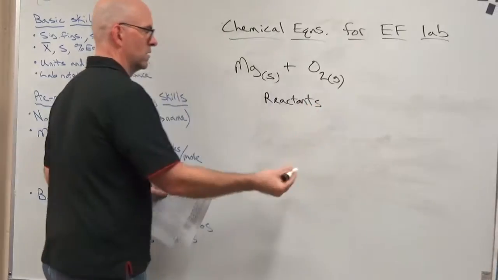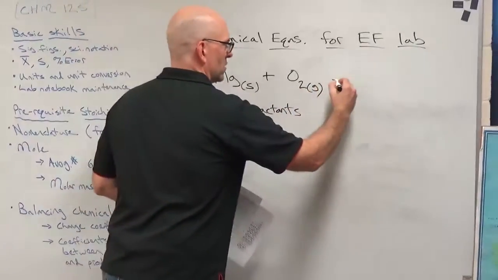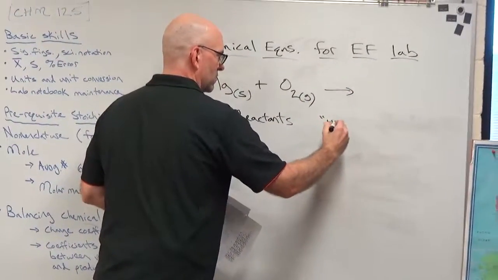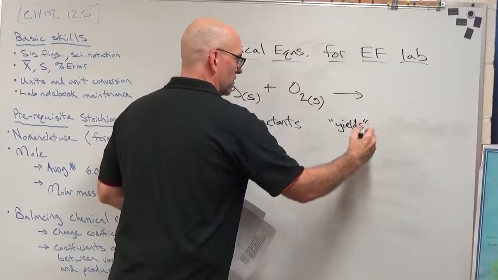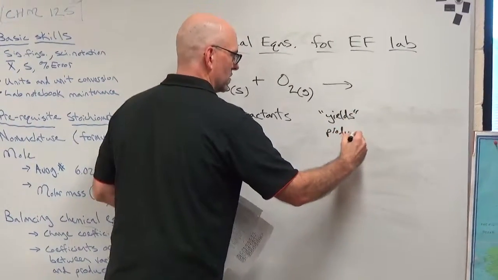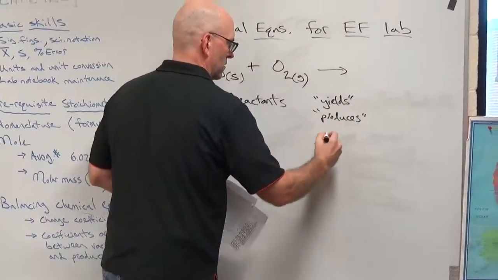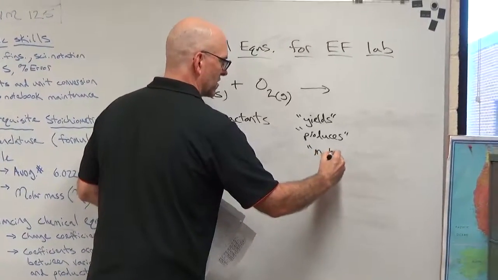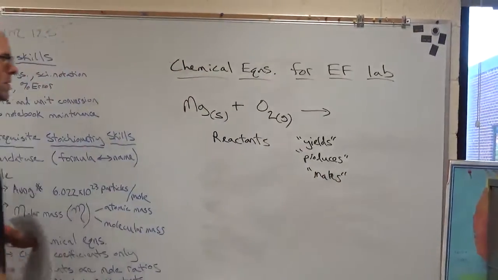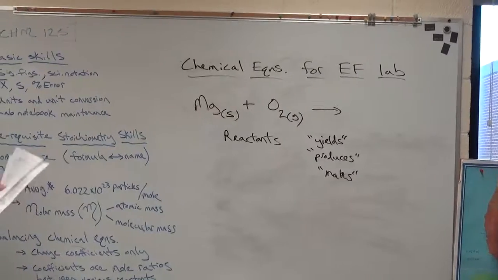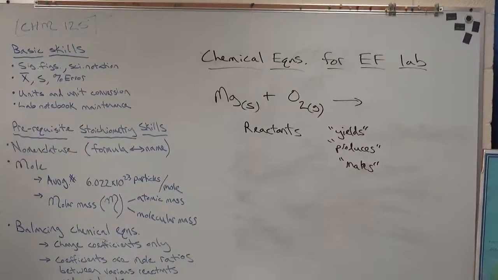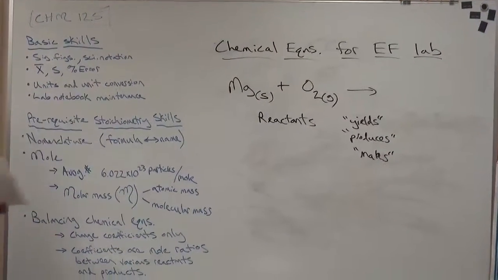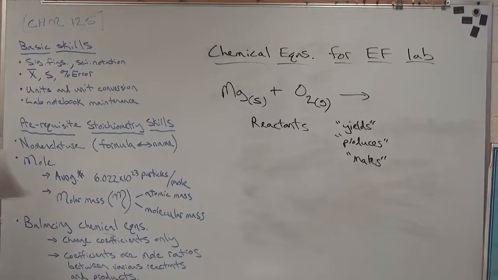Reactants are on the left side. We draw the arrow. That's yields, produces, more informally, makes, what have you. Now magnesium oxide, you have to think about that one a little bit. And actually by doing this, I'm kind of giving the answer away to the lab, but that's okay.